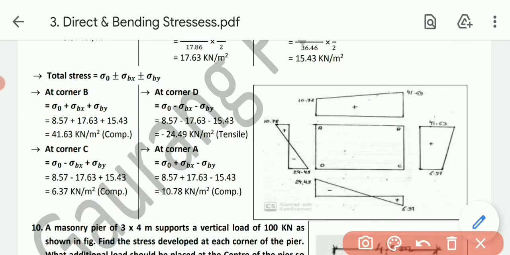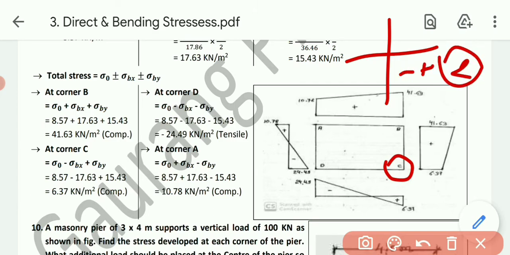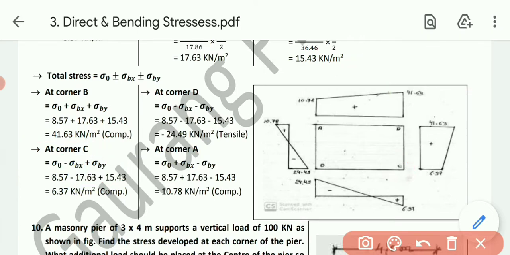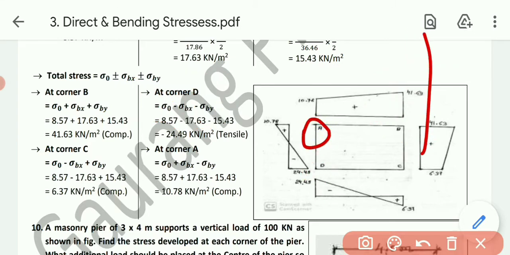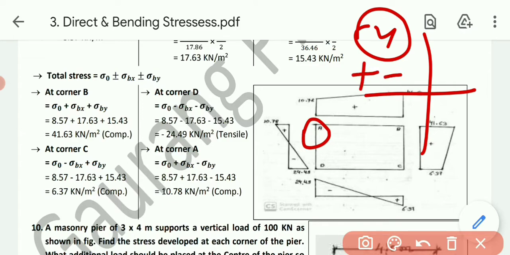Then the second point, that is C, which is our second quadrant, that is minus plus. So at corner C, the formula will be sigma 0 always plus, sigma bx minus, and sigma by plus. Then point D, our third quadrant, that is minus minus. At corner D, sigma 0 is always plus, sigma bx is minus, sigma by is minus. And A will be our fourth quadrant, that is plus minus. So at corner A, sigma 0 is always plus, sigma bx plus, and sigma by minus.